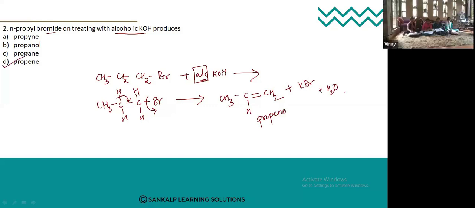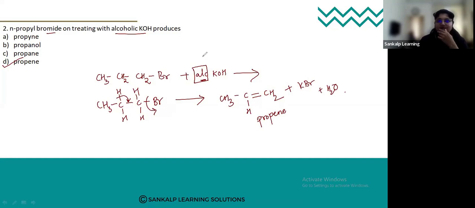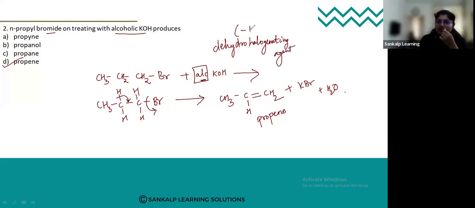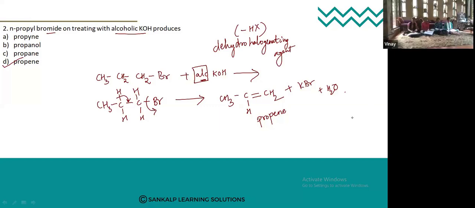Remember this. What is alcoholic KOH? Alcoholic KOH is a dehydrohalogenating agent. Very important. Dehydrohalogenating means removal of hydrogen and one halide, HX. X can be any halogen, chlorine, bromine. So this is a dehydrohalogenating agent. Understood? Yes, ma'am. Okay. Let us go for the next one.